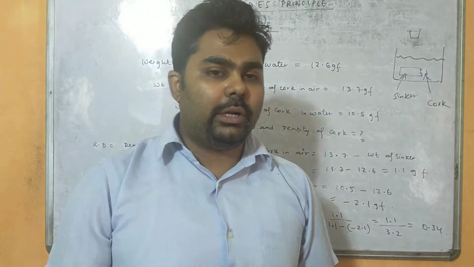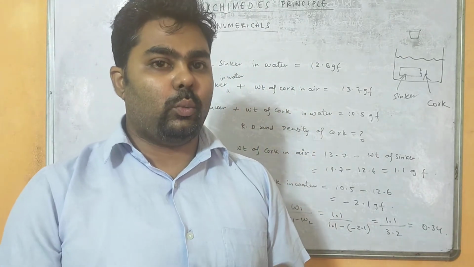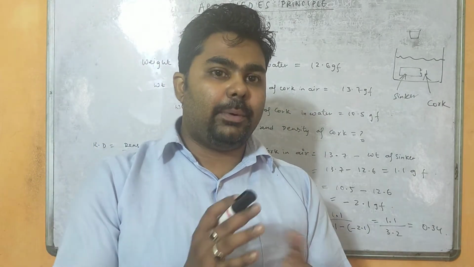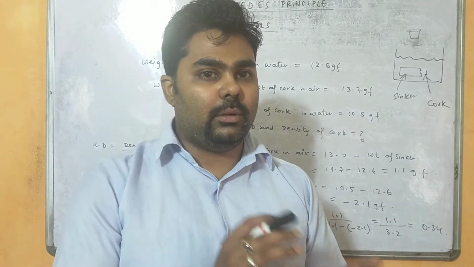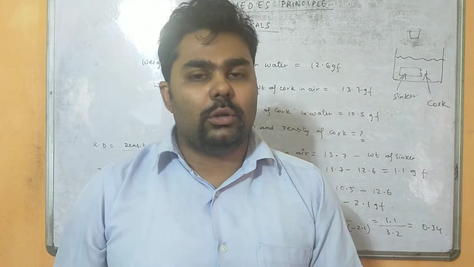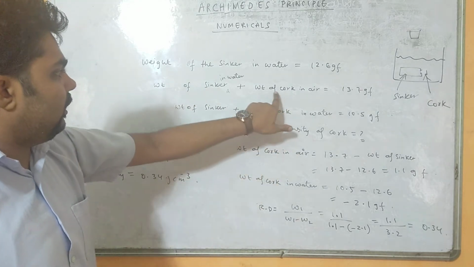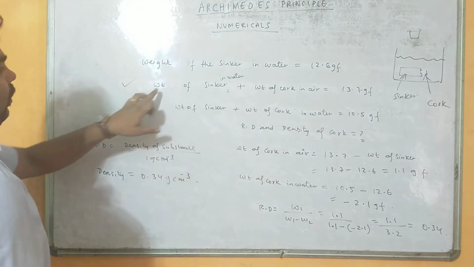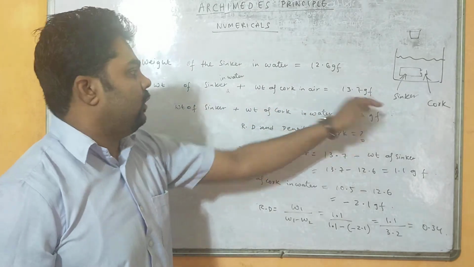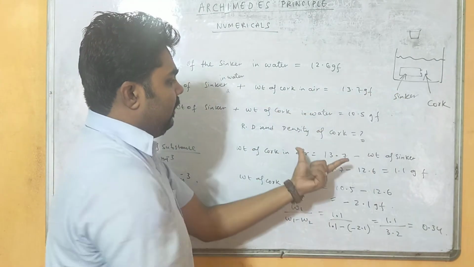So in order to find relative density of cork, we have to find the weight of that cork in air and the apparent weight. What is the change in weight? That is W1 minus W2. So we have to find first what is the weight of that cork in air, right? Look at this equation: weight of sinker in water plus weight of cork in air equals 13.7 gram of force.